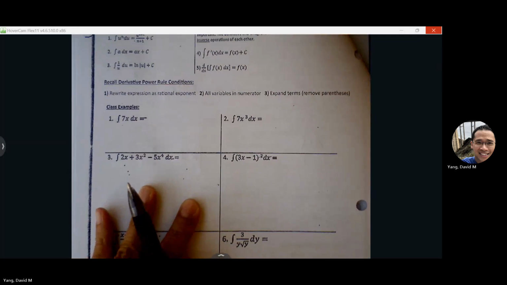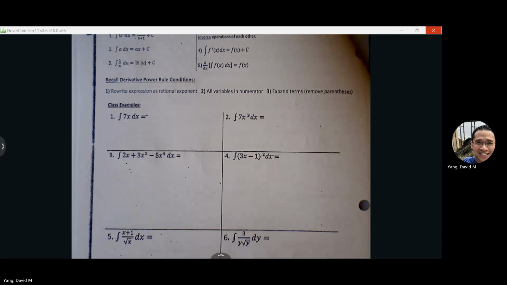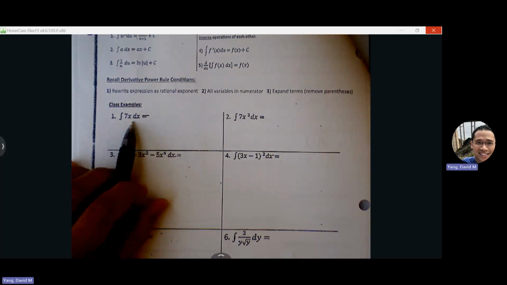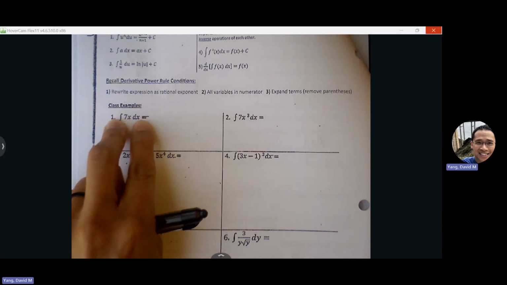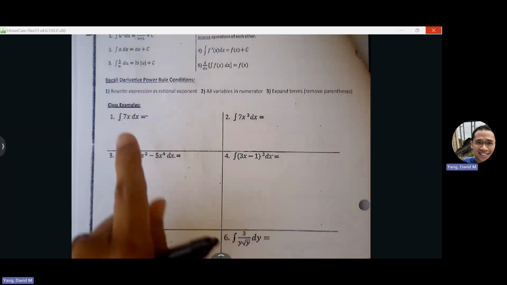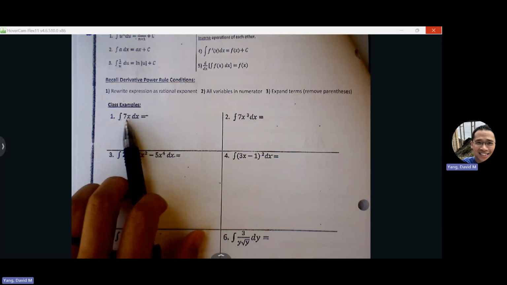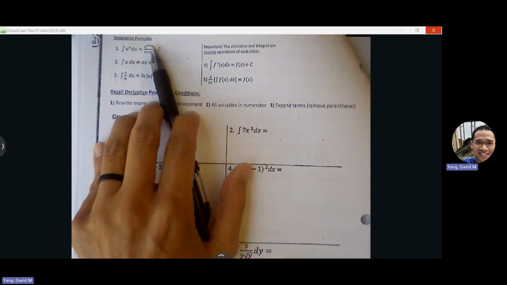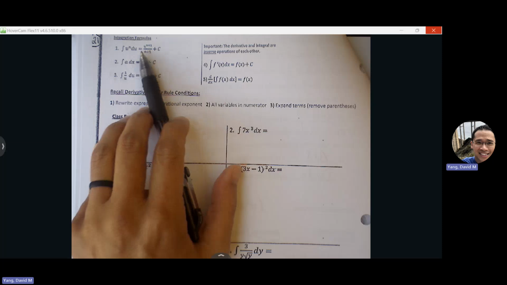Okay, let's go to the next page. So let's look at the integral of 7x dx. Now, as soon as you find your antiderivative, your integral notation drops out. Your dx goes away. It's just whatever your antiderivative is and then plus c. So again, the way that we take our power rule is we add 1 to the exponent, and then we divide by the new exponent that we just found.